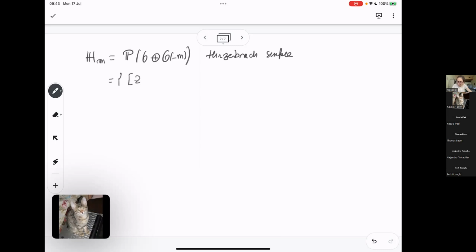How can I write it in a way that the Kähler structure becomes evident? Well, each of these is a bundle over CP2, and I take their direct sum, it becomes a rank 2 bundle, and I projectivize each fiber. So it's a bundle whose fiber is a CP1. And I can write it like this.